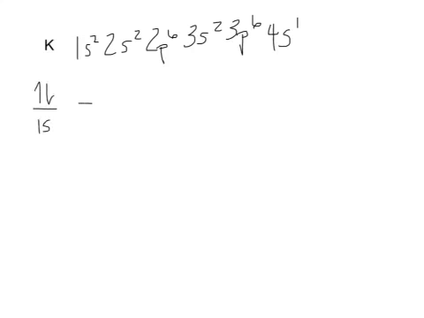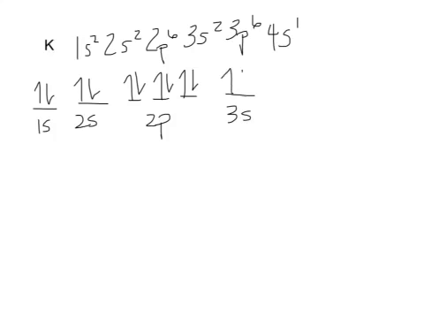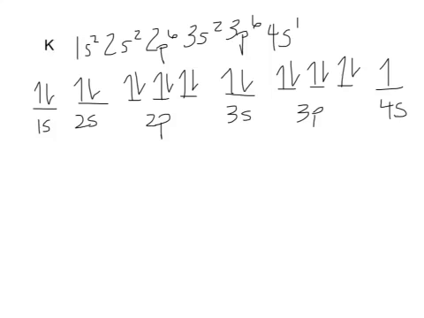1s2, 2s2, 2p, 1, 2, 3, 4, 5, 6, and 3s2, 3p, 1, 2, 3, 4, 5, 6, and then finally 4s1. The total number of valence for potassium, it only has one valence electron, and so its symbol is that.